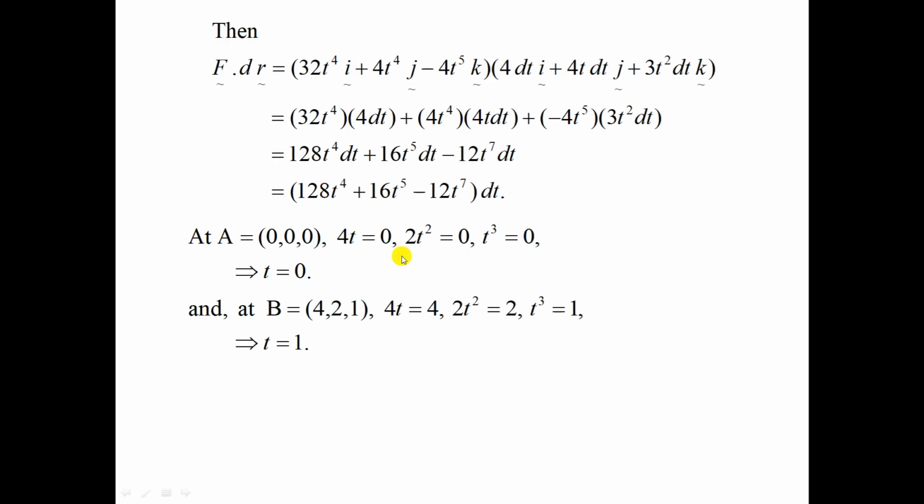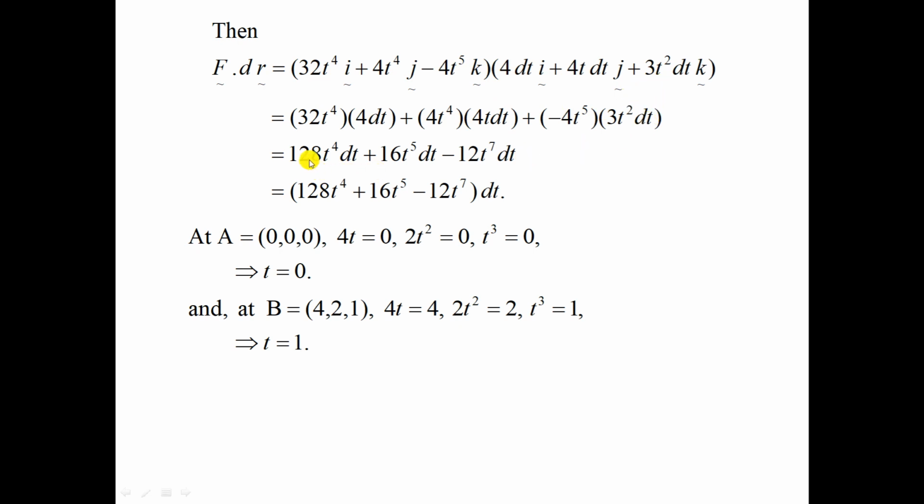Then put these into the formula. We get F·dr = (32t⁴ i + 4t⁴ j − 4t⁵ k)·(4 dt i + 4t dt j + 3t² dt k). Multiplying, i·i is 1, i·j is 0, i·k is 0, similarly j·j is 1, the remaining are 0, and k·k is 1. After simplifying we get 32t⁴·4 dt + 4t⁴·4t dt − 4t⁵·3t² dt.